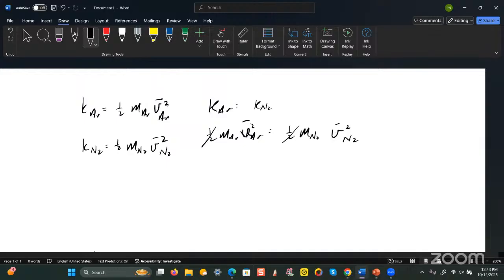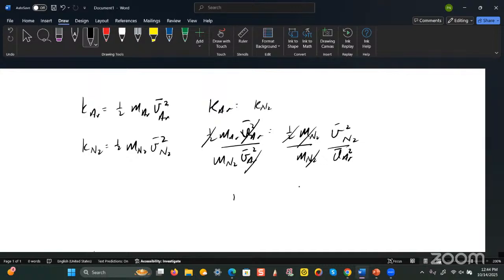So what we can do is divide both sides by u argon squared, and also divide both sides by m N2. So this will cancel with that. This will cancel with that.